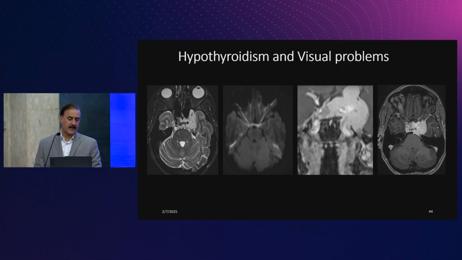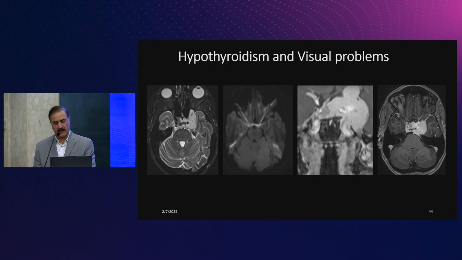This is another interesting case, a young patient with hypothyroidism and some visual dysfunction. You can see that it's really bright on T2 weighted image. On diffusion, it did not have any diffusion activity, and you can see the evident enhancement. This is almost arterial enhancement. So we were thinking, okay, this could be a slow flow venous lymphatic malformation involving the central skull base and the pituitary gland.